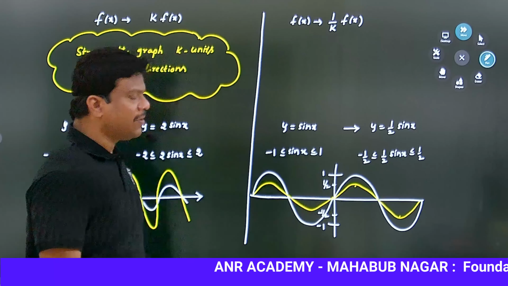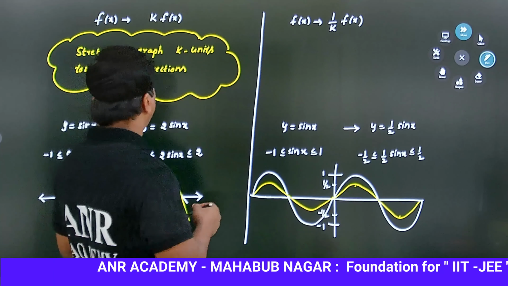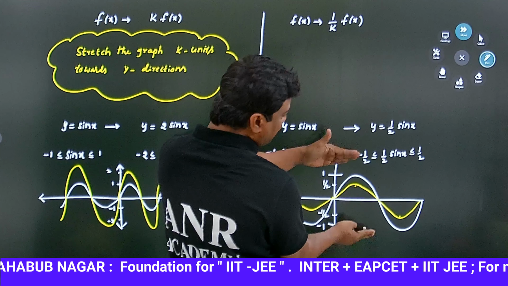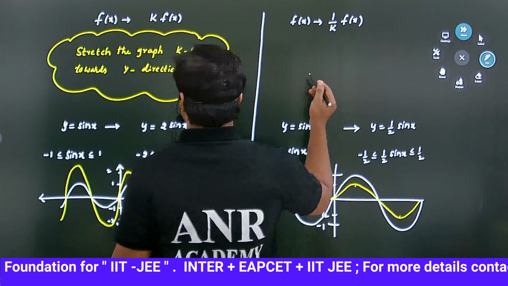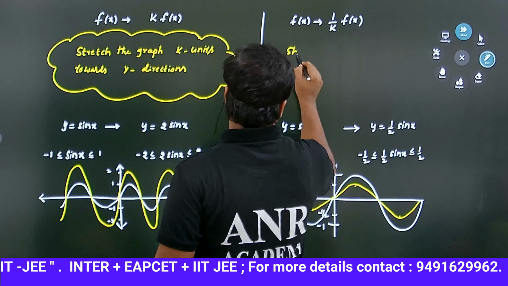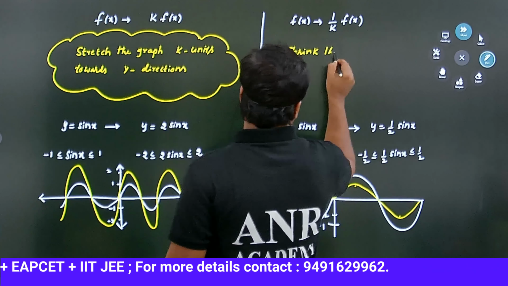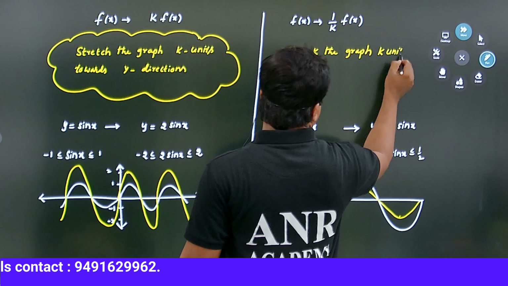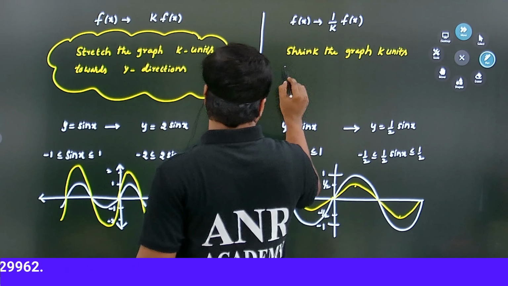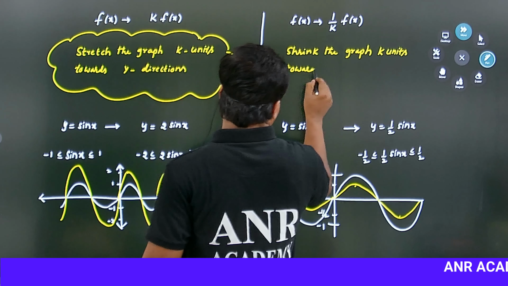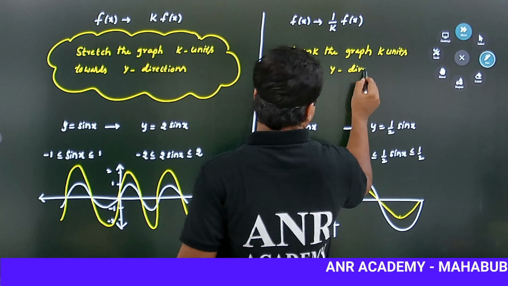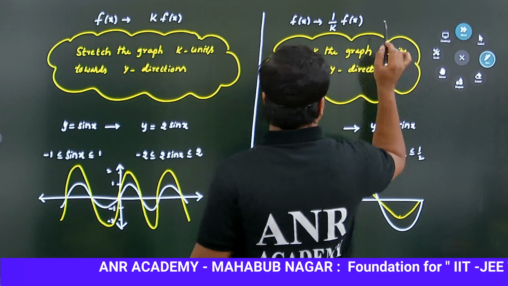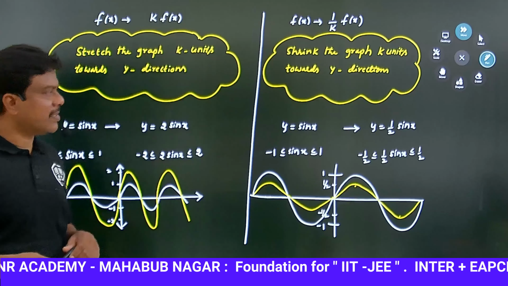This is the graph. What is happening here is that the graph shrinks k units in this way. The graph shrinks k units towards the direction of y. So I am writing: shrink the graph k units towards the y direction. This is the logic behind transforming f of x to 1 by k f of x.